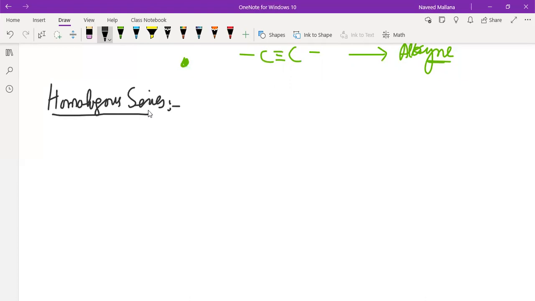And the family of single functional group is called homologous series in simple words. Family of single functional group, same functional group is called homologous series. Now let us define this.